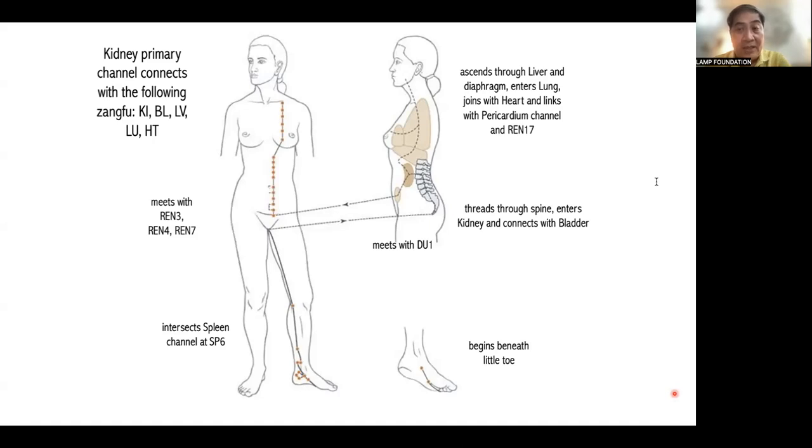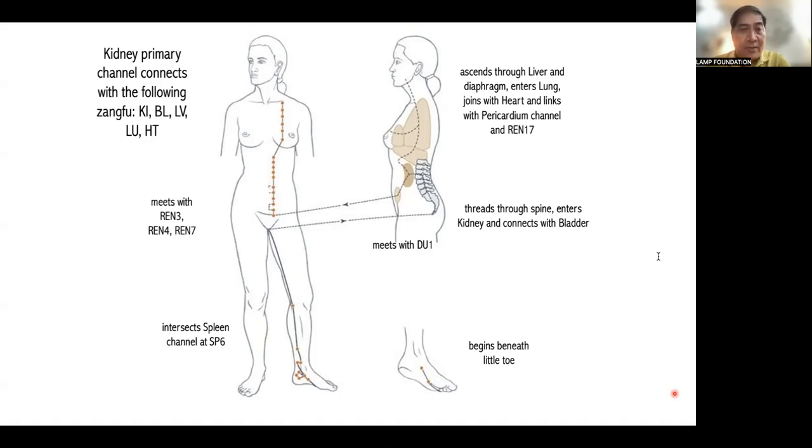Siyempre, kidney na to ha, medial na, yin. Enters the heel and proceeds upward along the medial aspect of the lower leg where it intersects the spleen channel at spleen 6. Then, patuloy siya up the leg within the gastrocnemius muscle, traverses the medial aspect of the popliteal fossa and the medial posterior aspect of the thigh to the base of the spine where it intersects the Du channel at Du 1. Here, it threads its way beneath the spine to enter its associated organ, which is the kidney, and to communicate with the bladder.